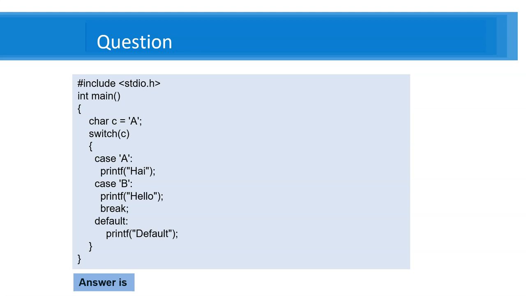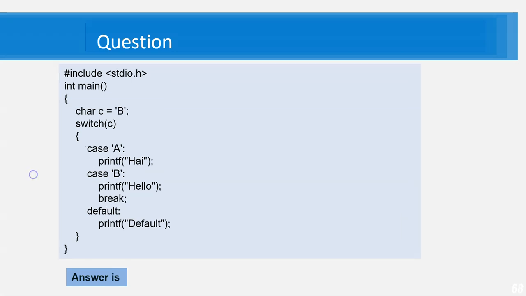Okay, so now we'll discuss the answer here. The answer would be hi, hello. The reason is, because case is A, it prints hi. And then there is no break statement here, so it continues forward and then it sees a hello. So it prints the hello and then you see a break, so it comes out of the switch statement. That's why hi and hello is the answer here. Let's get on with the next question.